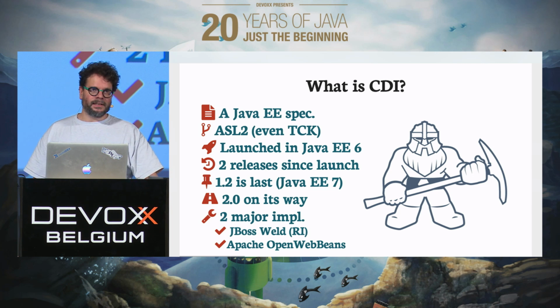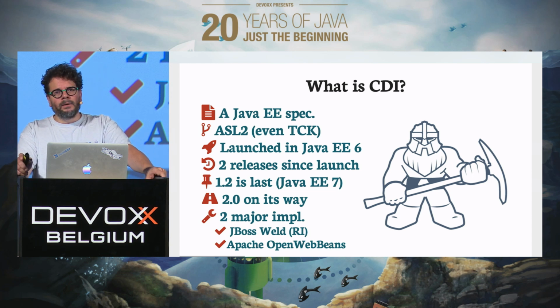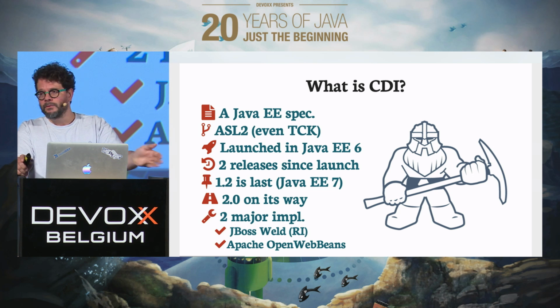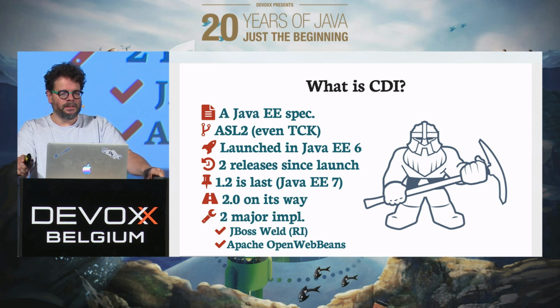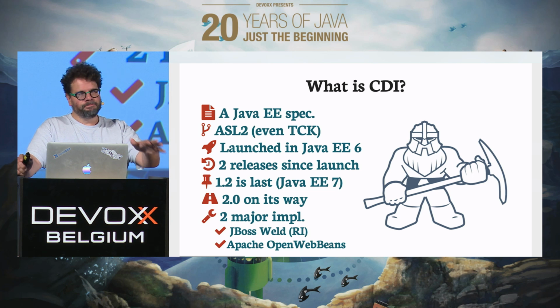It's one of a few specs that is open source under an Apache license. It was launched with Java EE 6, nearly six years ago. And since the first version, there have already been two releases. The last release is 1.2, which will be included in your Java EE 7 application server. And we are working on the new version, CDI 2, which should be released in the first half of next year.